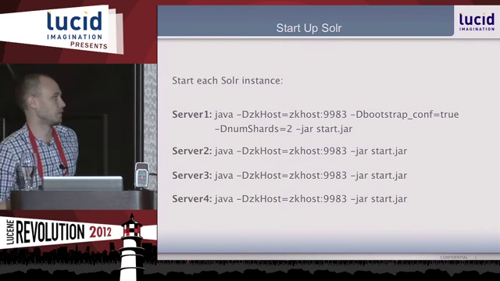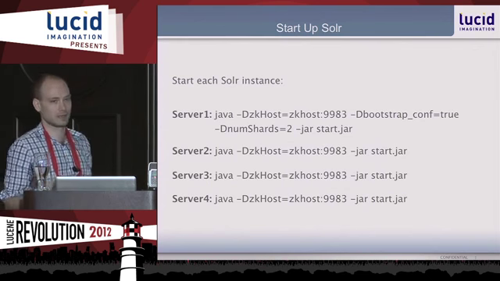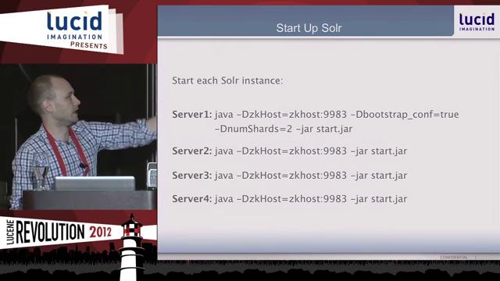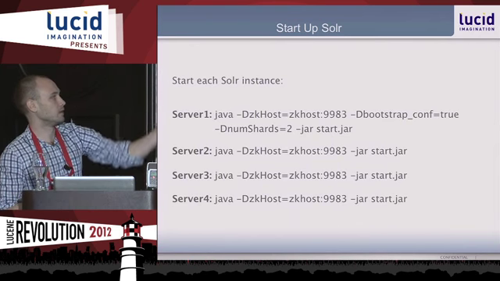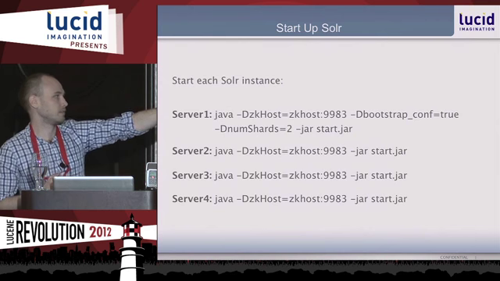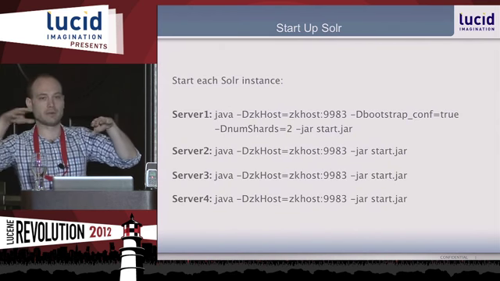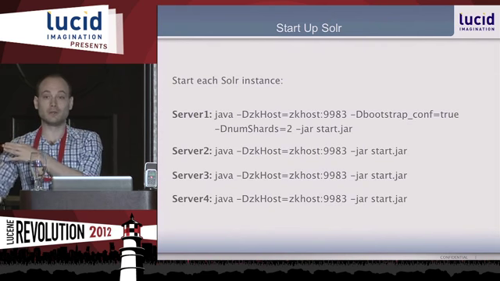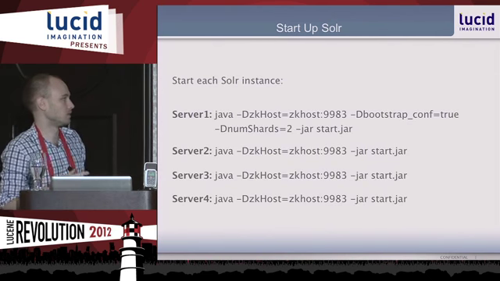I'm giving it a numShards of 2 because I want our little example cluster to have 2 shards, and we're going to have 4 nodes. And then I just give it the address to Zookeeper. To save space, I just put zkHost and port 9983. Technically, you're going to want to use a comma-separated list of all the Zookeeper servers, so that if one goes down, it knows the list of others to connect to.